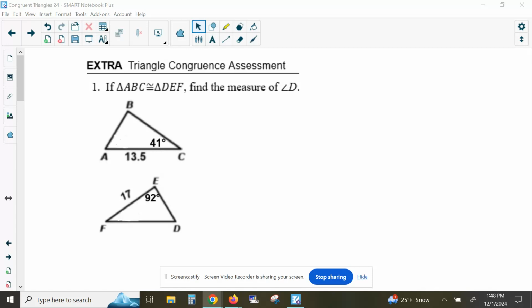Okay, remember, do these problems before you start these videos. These videos are not meant for you to write along with. You should have it completed first. So here's an extra triangle congruence assessment.